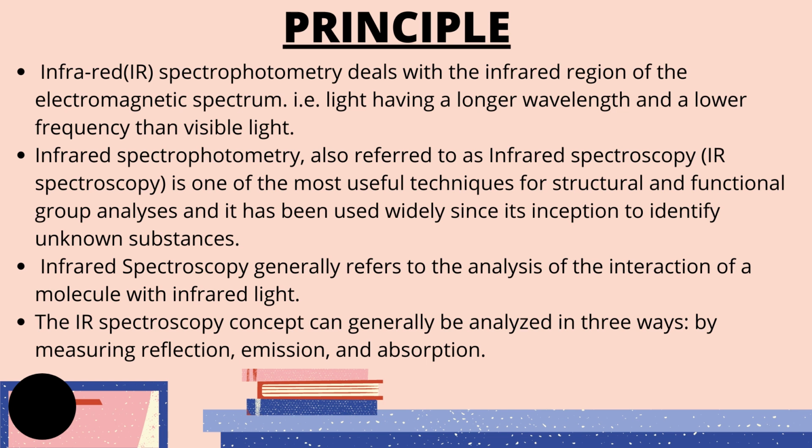Infrared spectroscopy generally refers to the analysis of the interaction of a molecule with infrared light. The IR spectroscopy concept can generally be analyzed in three ways, which is by measuring reflection, emission, and absorption.